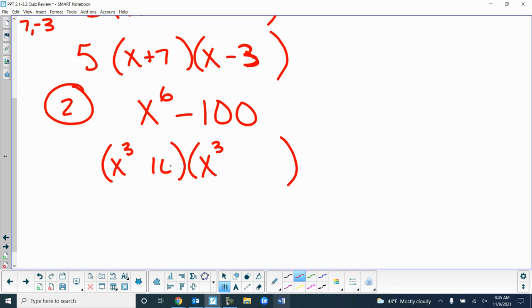10. And then 1's addition, and 1's subtraction. Okay? And there's nothing else we can go further. Okay? So we factored it completely.